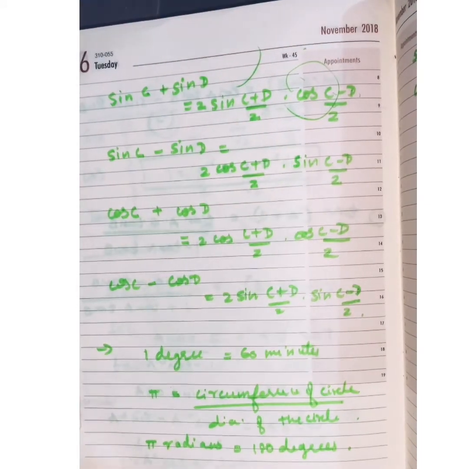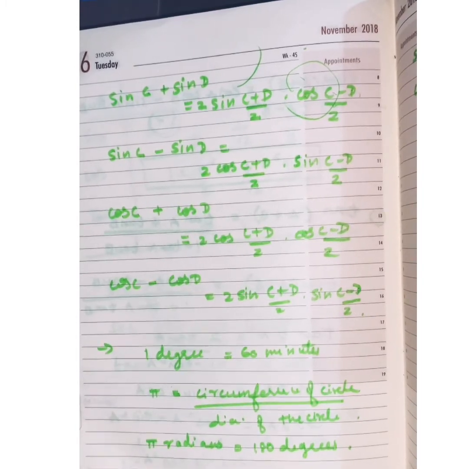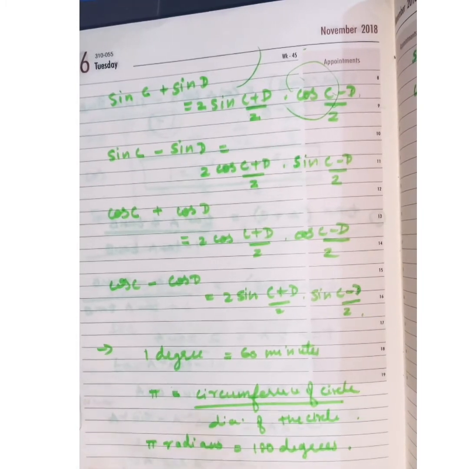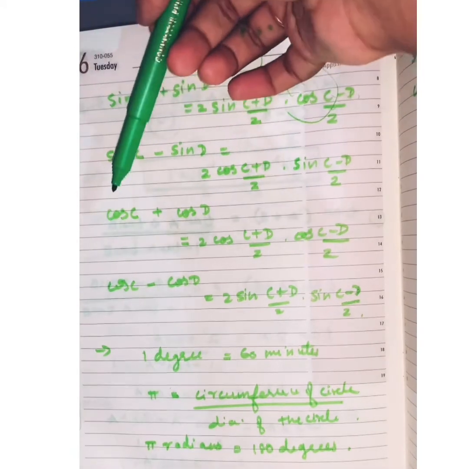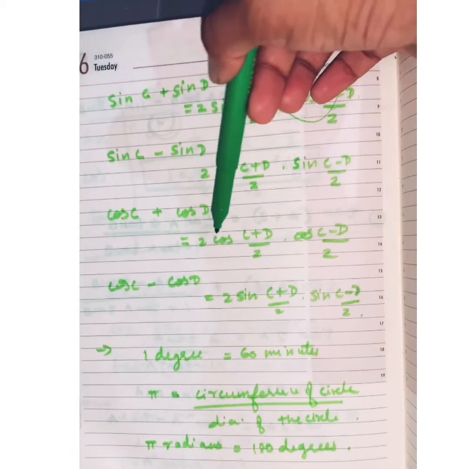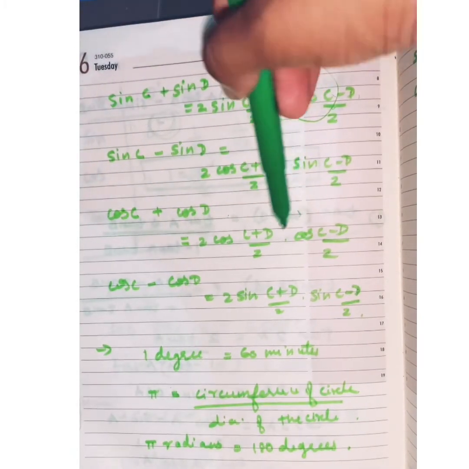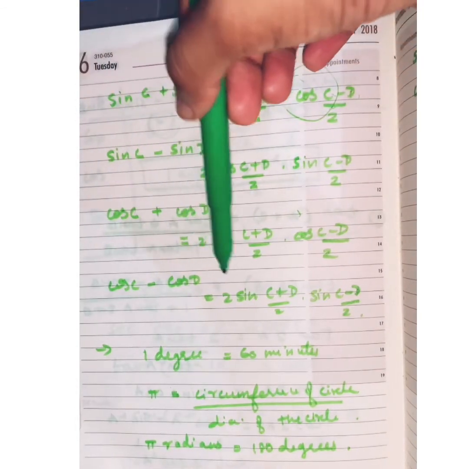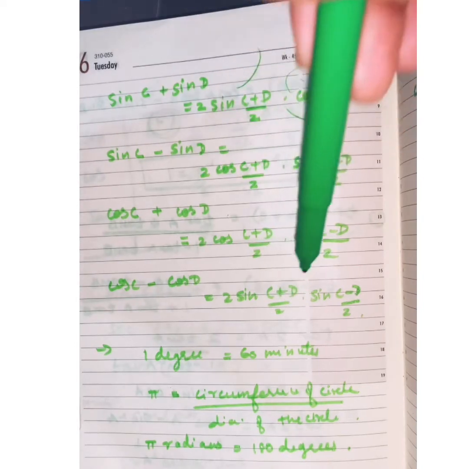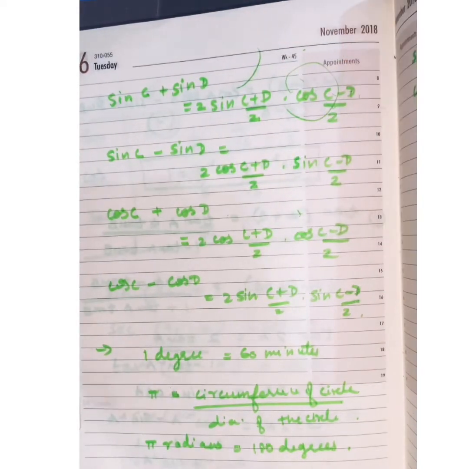You have to be careful in all these formulas because a simple change can lead to a big mistake in the answer. So you have to be very careful when you're writing the formula in trigonometry. The next thing is cos C plus cos D is 2 cos C plus D by 2 into cos C minus D by 2. Similar thing, cos C minus cos D is equal to 2 sin C plus D by 2 into sin C minus D by 2.